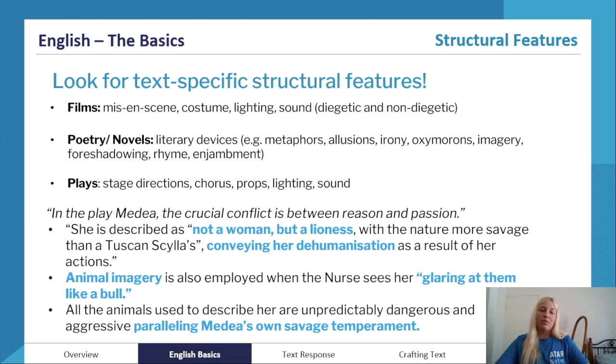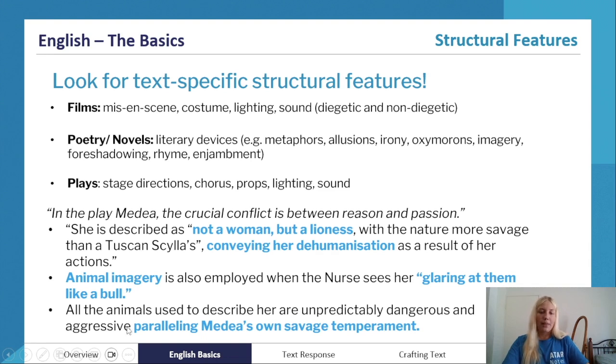So we've got an example there that aims to use a lot of metalanguage. Having a look here, animal imagery is also employed when the nurse sees Medea glaring at them like a bull. So animal imagery is when a human is being assigned animal-like qualities. This could also be called a simile because it employs the word like. So she's being compared to a bull. And we see that it successfully incorporates a language device because it's imagery and uses the metalanguage to make that clear.